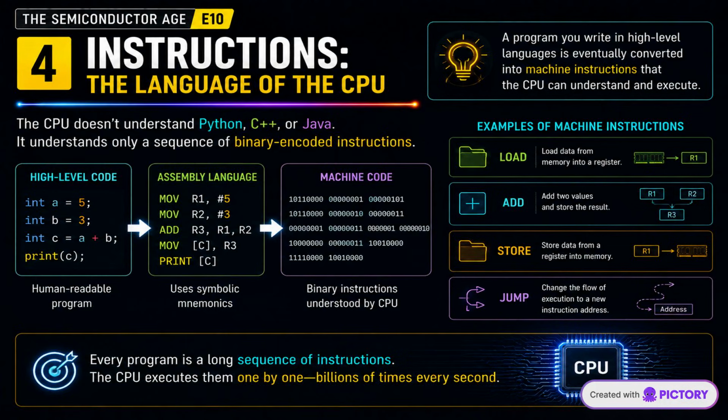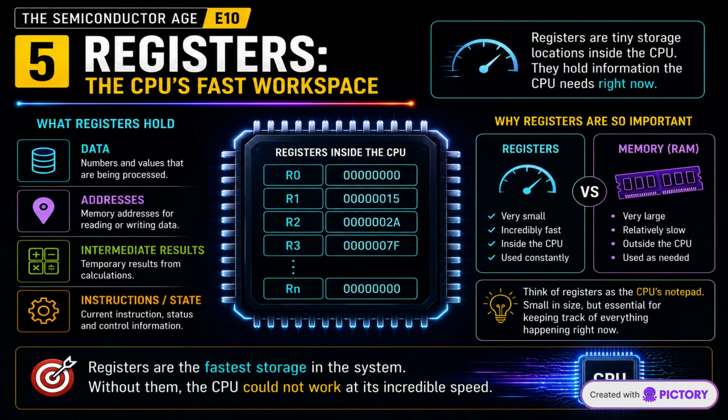Every program eventually becomes a sequence of instructions that the processor can understand. Instructions such as load, add, store, and jump tell the CPU what operation to perform and where the data should go. Registers are tiny storage locations built directly into the processor. They hold the data, addresses, and intermediate results that the CPU needs immediately, and they are among the fastest storage elements in a computer.